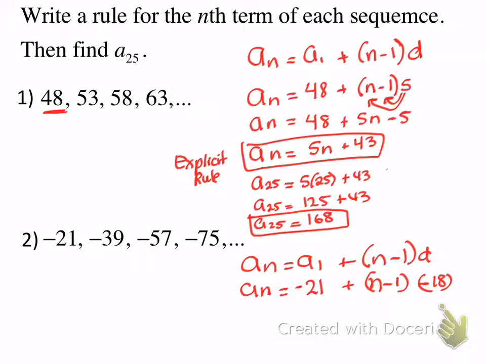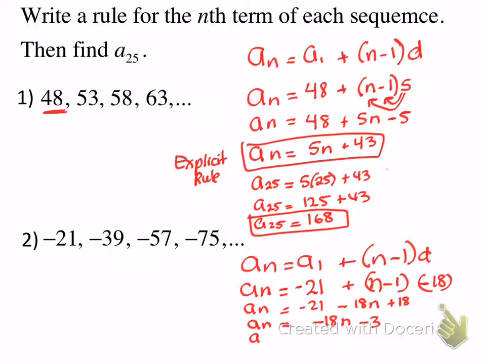Okay, so I've got A sub n equals negative 21 minus 18n plus 18. So I have A sub n equals negative 21 plus 18, which is negative 3, and I have negative 18n. And so now what am I doing to find my 25th term? Kenley. You substitute the n with 25.